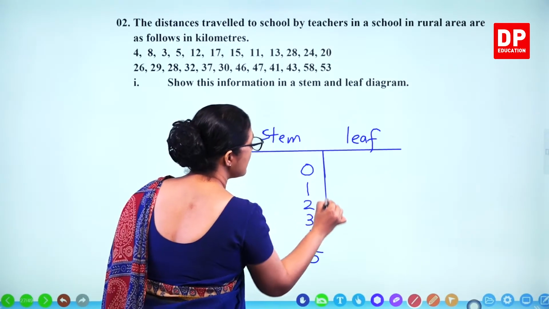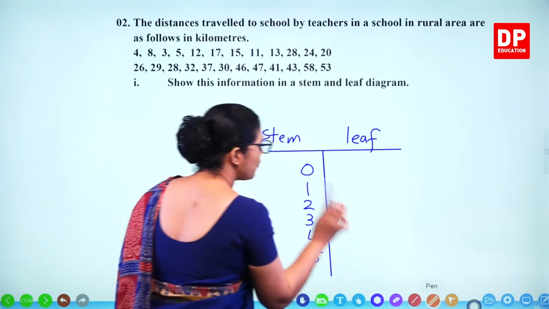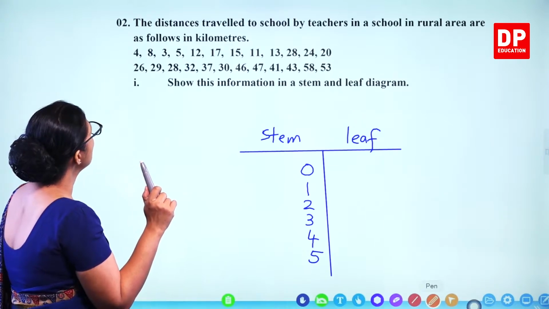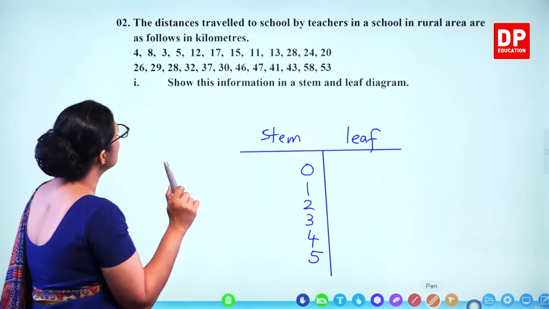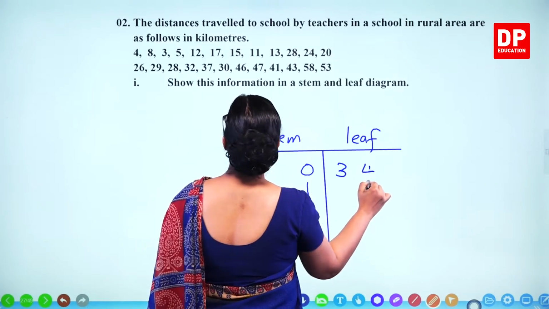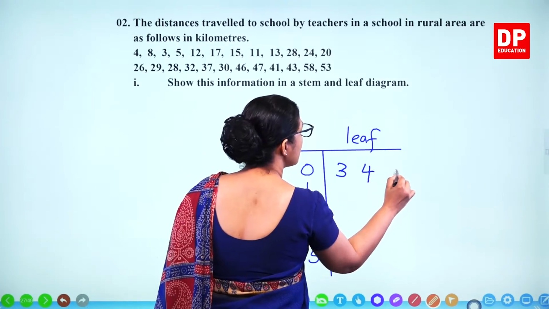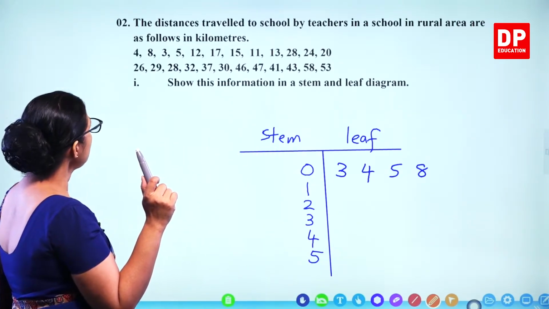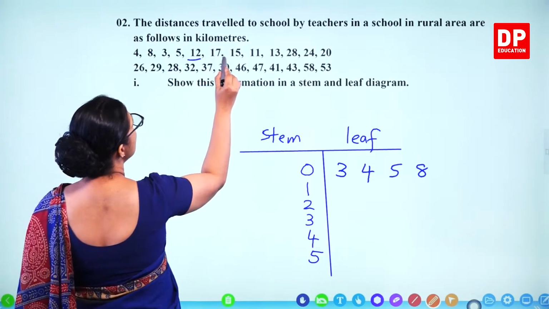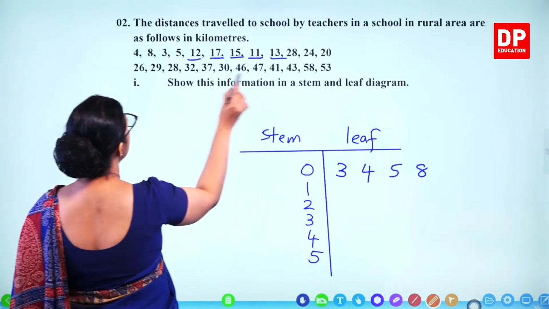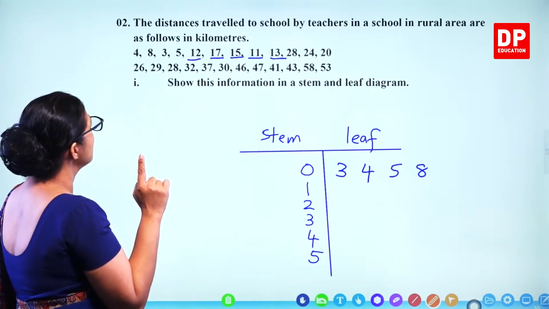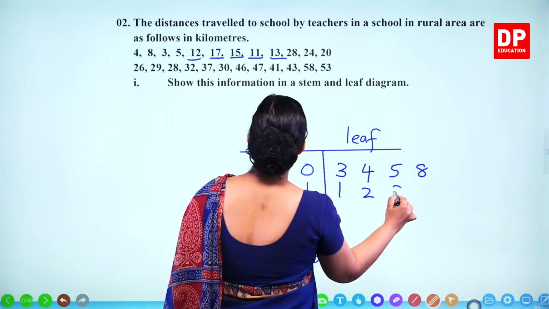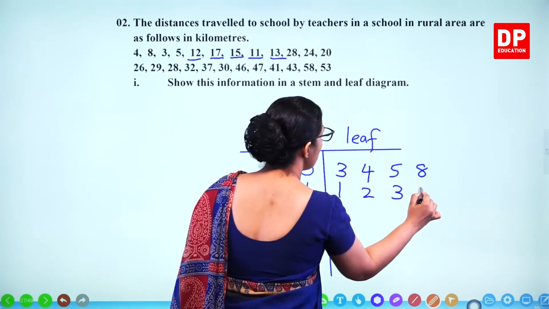So we can extend this line and you have to write in order. What are the units digits? 4, 8, 3, 5. So 3 is first: 3, 4, 5, 8. You have to write in order. When you take the 10s, what are the numbers? 12, 17, 15, 11, 13. So 11, that's 1. Then 12, that's 2. 13, 3, 15, 17, 5 and 7.